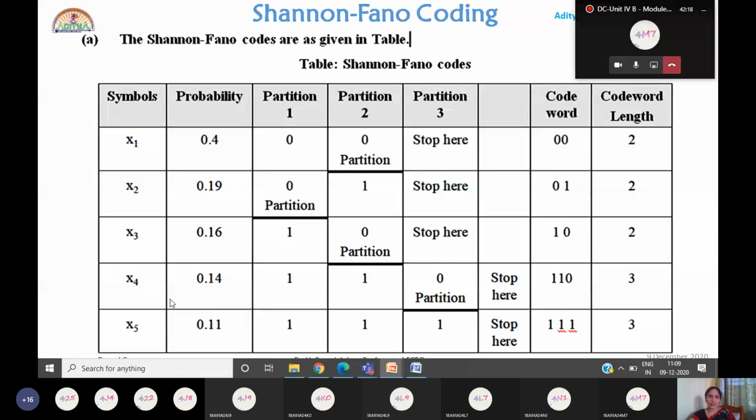Next, what is the code word for symbol x4? 1 1 0. So it is 1 1 0. What is the code word for x5? 1 1 1. So you can observe the code words for all the symbols accordingly by observing the corresponding row. Our row motto observe cheskondi chalu. So 0 0, 0 1, 1 0, 1 1 0 and 1 1 1.